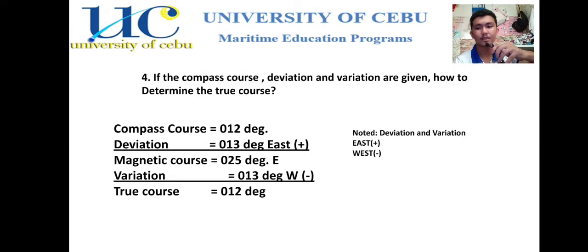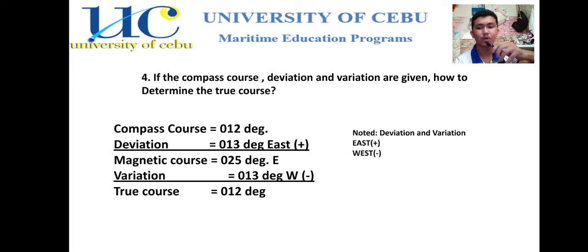The next is number 4: if the compass course, deviation or variation are given, how to determine the true course. So we will be using the "Can Dead Men Vote Twice" mnemonic. The compass course given is 012 degrees, and the deviation is equal to 013 degrees east. So we'll be adding them, and the magnetic course is equal to 025 degrees, and the variation will be given as 013 degrees west.